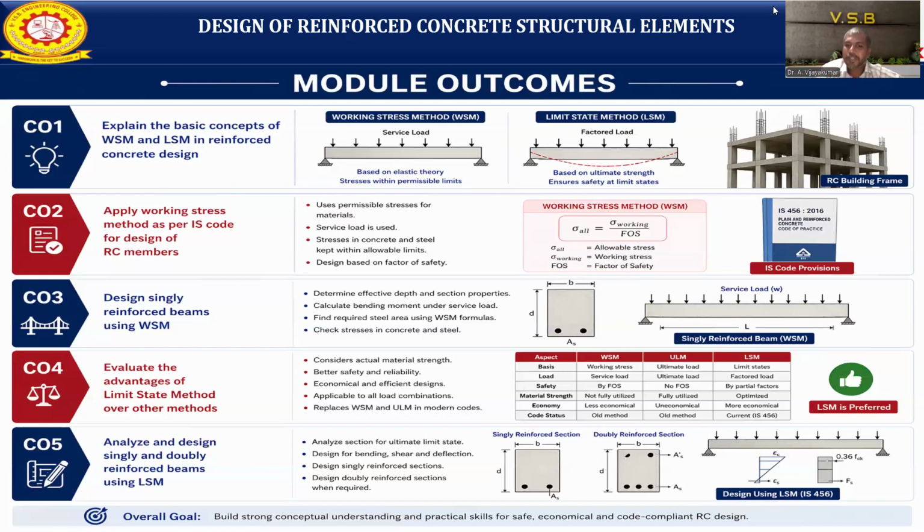When you consider material strength, it is not fully utilized in the working stress method; it is fully utilized in the ultimate method, but in the limit state method we optimize it. Talking about the economic point of view, the working stress method is less economic, the ultimate load method is uneconomical, and the limit state method is more economic. What is the code status? The old methods, working stress and ultimate load, are no longer used as the code method. Now we are using limit state, and the current IS 456 is based only on it.